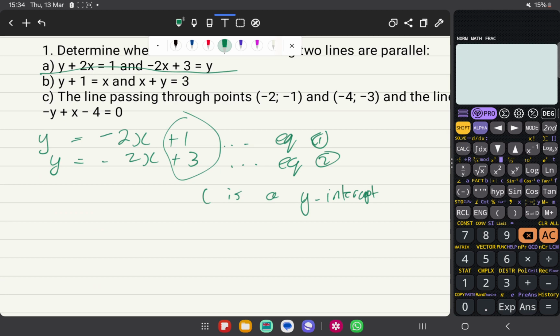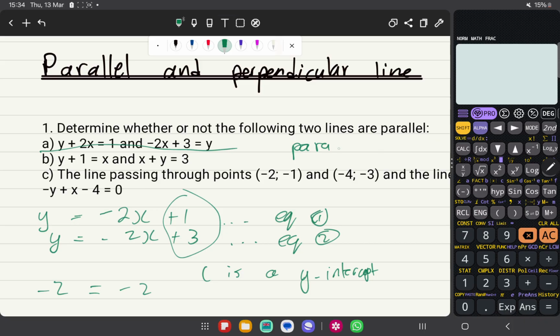So here, I have minus 2 from equation 1 and minus 2 from equation 2. So the gradients are both equal, implying that for number A, these two lines are parallel to each other. Do you know what I mean?